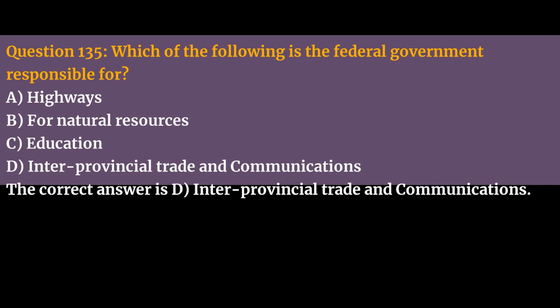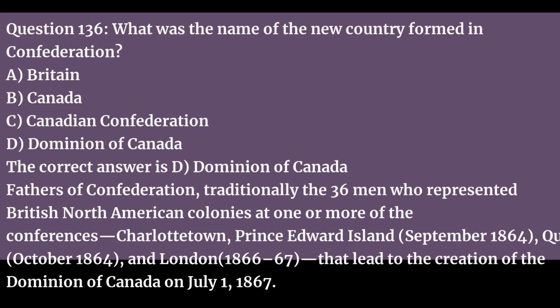Interprovincial trade and communications. Question 136. What was the name of the new country formed in Confederation? A. Britain. B. Canada. C. Canadian Confederation. D. Dominion of Canada. The correct answer is D.